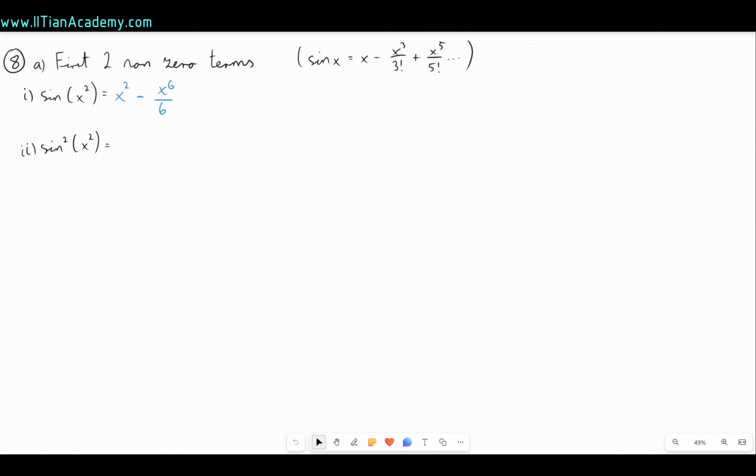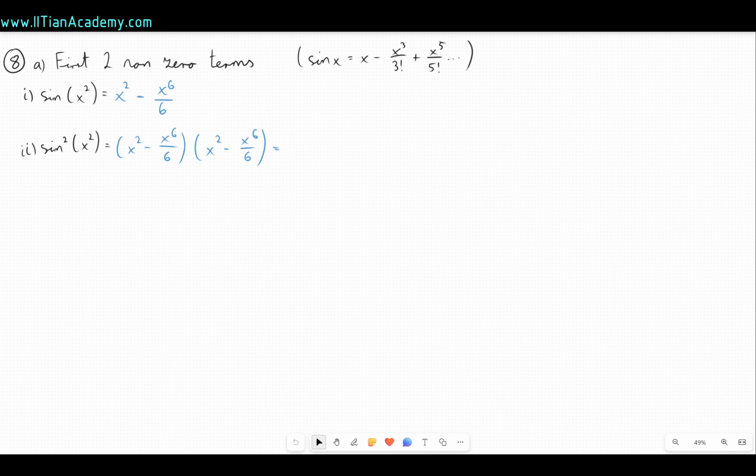What we need to do is simply multiply this Maclaurin series by itself again, because this is like sine x squared times sine x squared. So we can simply multiply the Maclaurin series. And since we only need the first two terms, multiplying these two will be enough. So we need to find the two terms which are the lowest power.